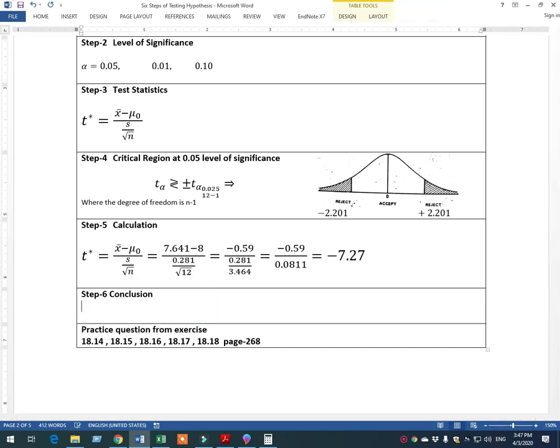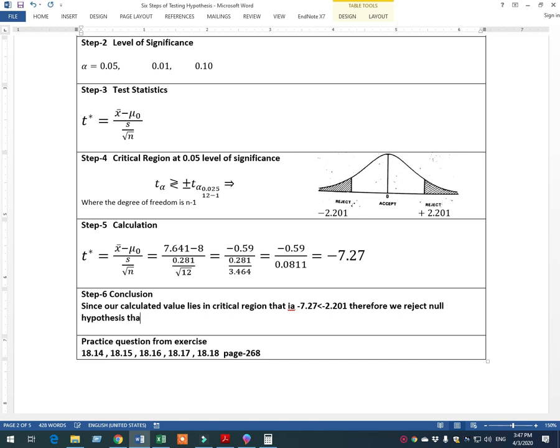So now we are heading towards the conclusion. Here we can write that since our calculated value lies in the critical region, that is minus 7.27 is less than minus 2.201, therefore we reject the null hypothesis that the population mean is 8. So guys, this is the conclusion we have drawn.